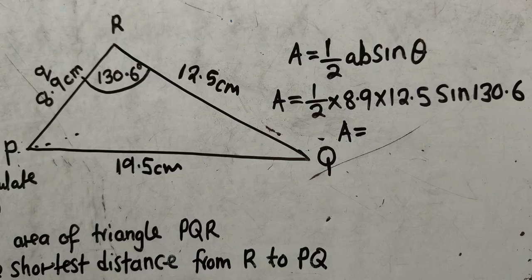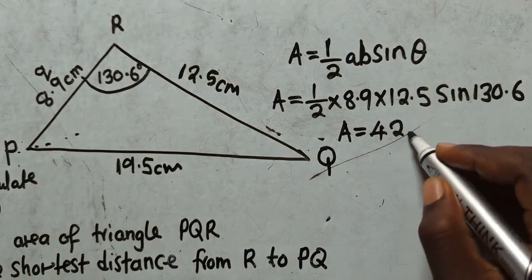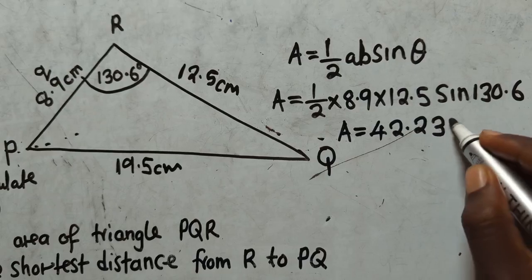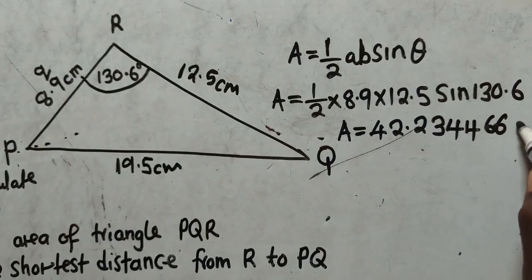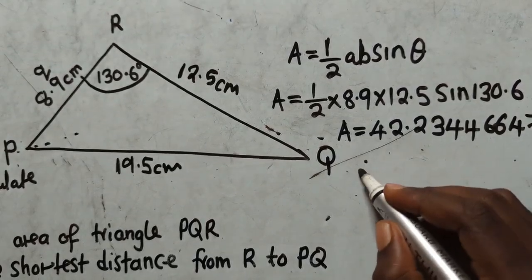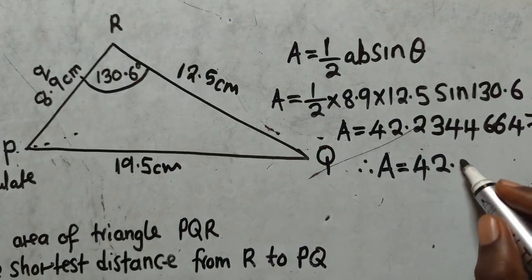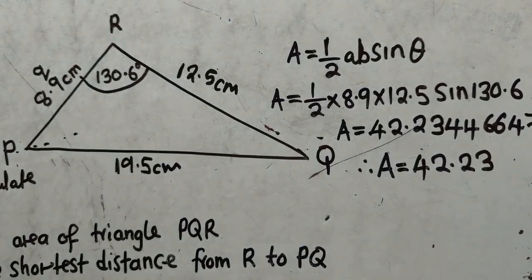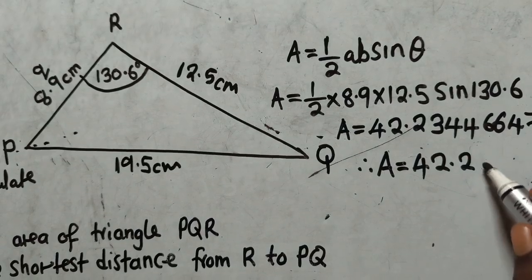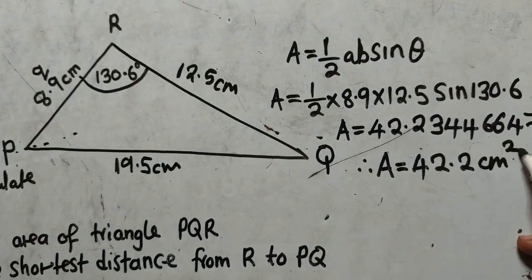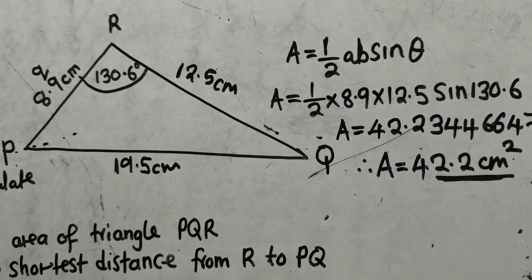What answer am I getting? I'm getting 42.2344647. You just say therefore area is now equal to 42.23, or you can just say 42.2 centimeters squared. So this is your answer. Like this, you are done. This is what you are supposed to do. In the same way I'm answering these questions, this is how you are supposed to answer them. You just answer them just like this.